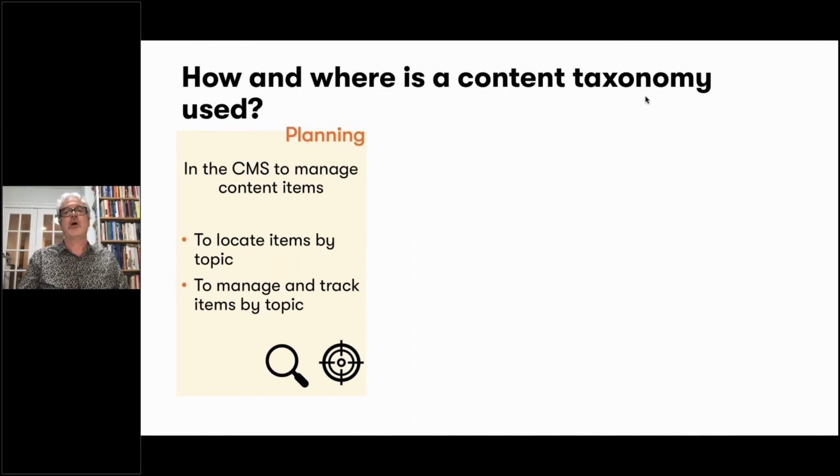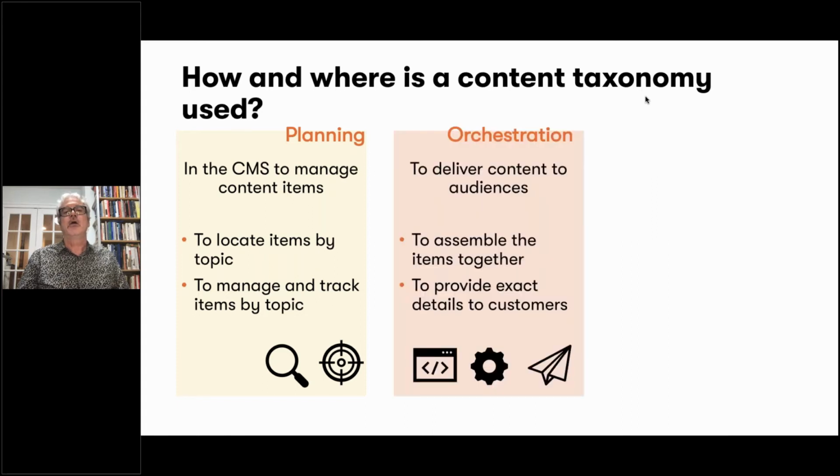So authors can make good advantage of taxonomies, but how about other people? Well, people who work in user experience design and front-end development also use taxonomies, and they use them to help orchestrate the items that need to come together to be delivered to audiences. So they can use the taxonomies to help assemble items together. And as we know, a taxonomy shows relationships between things. So they can find items that have similar tags and bring them together and provide the exact details that customers are looking for.